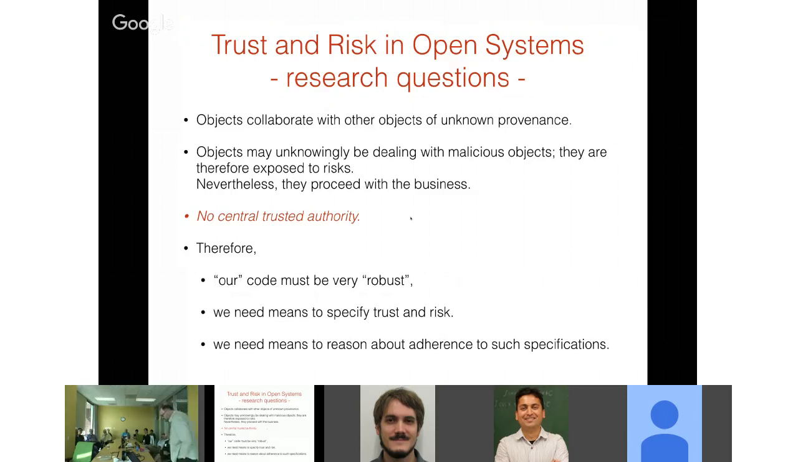What it means from our research point of view is we need means to specify trust and risk, and we need means to reason about adherence to these specifications of trust and risk. And stepping back one step further, I'd say we actually need good ideas about what trust actually means and what risk actually means in these kind of open, diverse computer systems. And that's basically what the talk will be about.